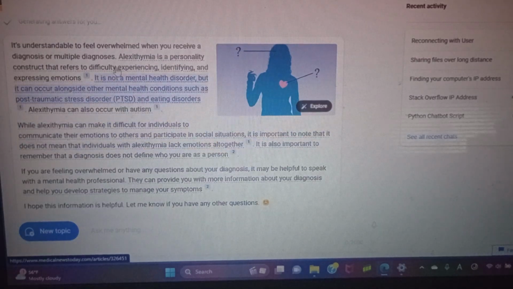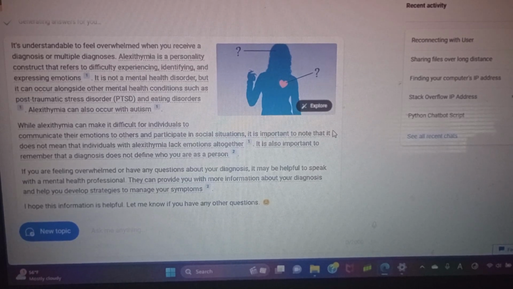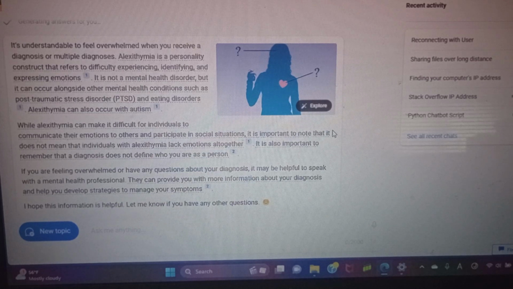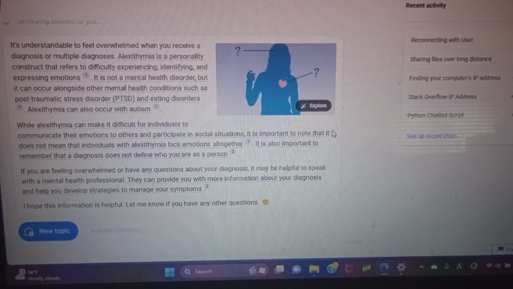It's understandable to feel overwhelmed when you receive a diagnosis or multiple diagnoses. Alexithymia is a personality construct that refers to the difficulty in experiencing, identifying, and expressing emotions. It is not a mental health disorder, but it can occur alongside other mental health conditions such as post-traumatic stress disorder (PTSD) and eating disorder. Alexithymia can also occur with autism. While alexithymia can make it difficult for individuals to communicate their emotions to others and participate in social situations, it is important to note that it does not mean the individuals with alexithymia lack emotions altogether.